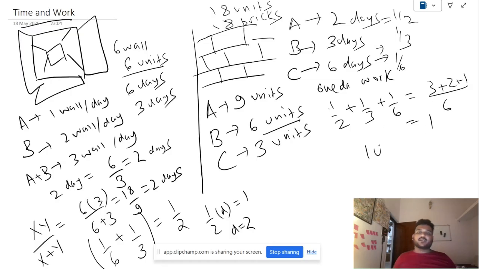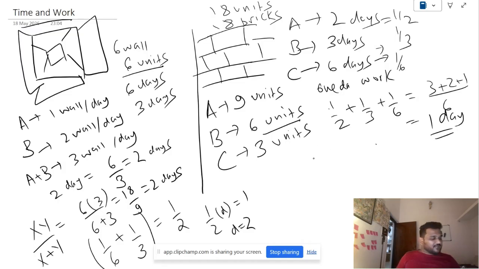So that means their one day work is 1 unit and we need total 18 units. So can we say that together they will only take 1 day? Now, because they're completing the work together, it's coming out to be 1. So in one day itself, all the work is done.